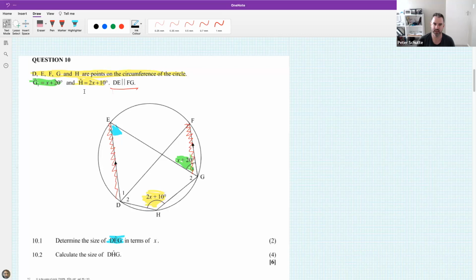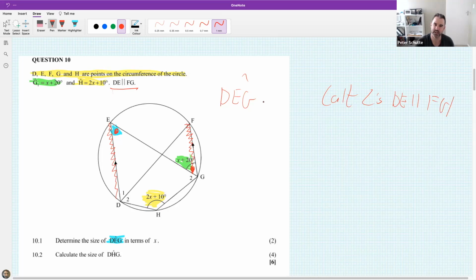Yes, Karabo, I agree. I think you're onto something. Karabo is saying alternate angles could be important, and that this is alternate to that. So what does that make DEG? So the reason is alternate angles, DE parallel to FG, but what is DEG actually equal to? It's going to be x plus 20. Yes. Okay, so that's part one. That's 2 marks in the bag. 1 mark for this, 1 mark for that.